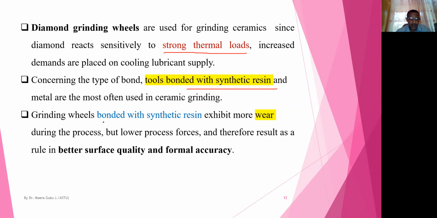The grinding wheels bonded with synthetic resin exhibit more wear during the process, but lower process forces. So the cutting force is low when you are using the grinding tools bonded with synthetic resin. One advantage is the cutting force can be lower, but the tool will wear easily. Therefore, as a rule, a better surface quality and form accuracy can be achieved when you are using diamond grinding tools with synthetic resin bonds.